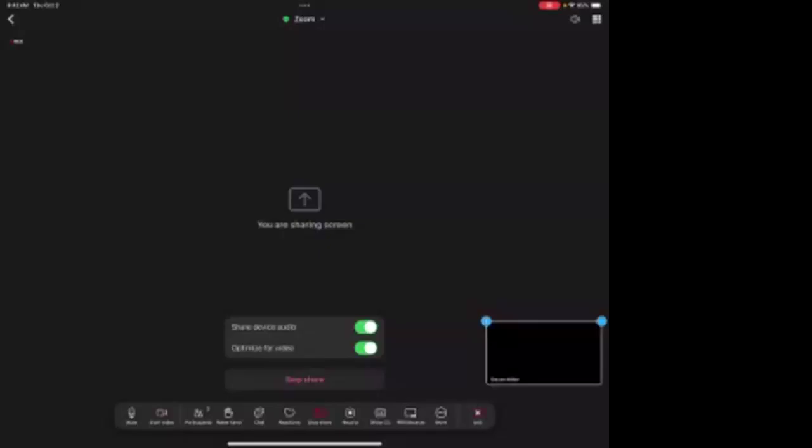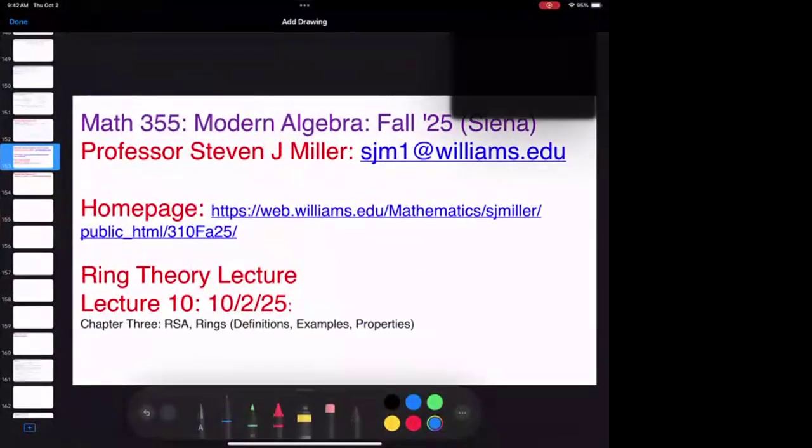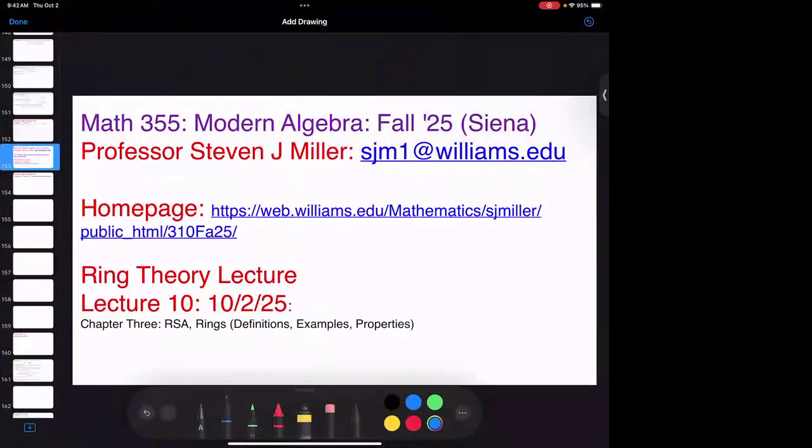Okay, so welcome to Math 310, Introduction to Algebra. This is lecture 10. What we're going to do today is see some applications of group theory. We're going to be doing RSA, and then we'll move into a new topic. We'll be doing rings, so we'll be talking about definitions, examples, and properties.